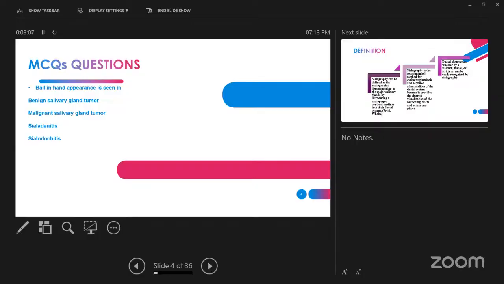In some universities, I have seen questions like this. Xylography is asked as MCQ questions. For example, bone in hand appearance. Bone in hand appearance is seen in, and 4 options will be there: benign salivary gland tumor, malignant, then sialadenitis, sialodochitis. So you can select the correct answer.